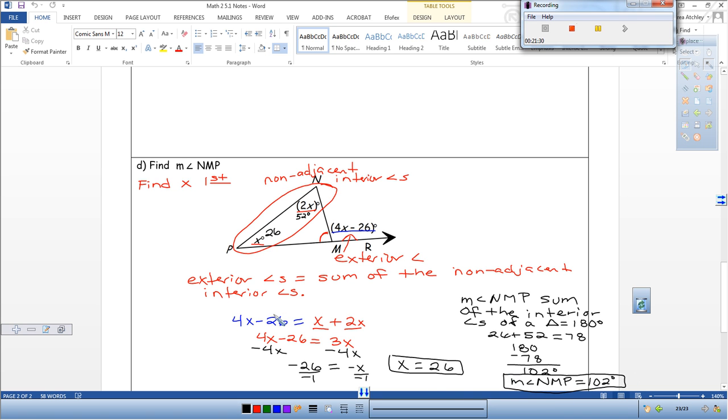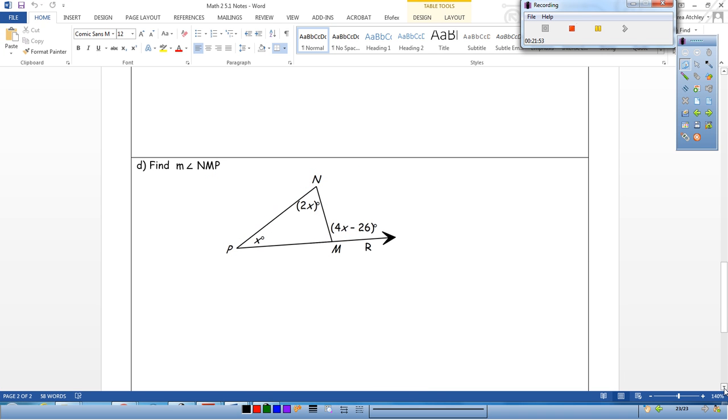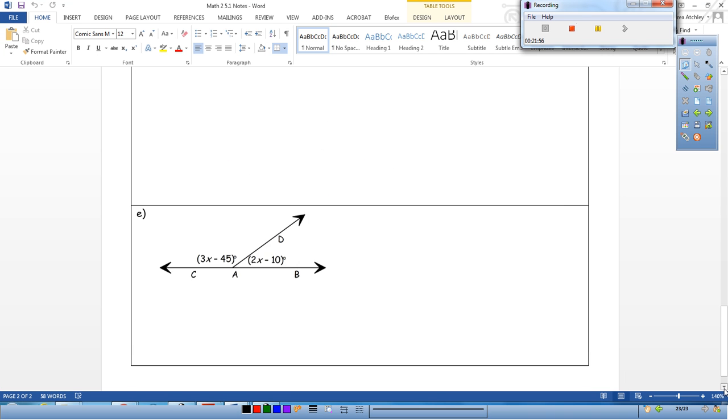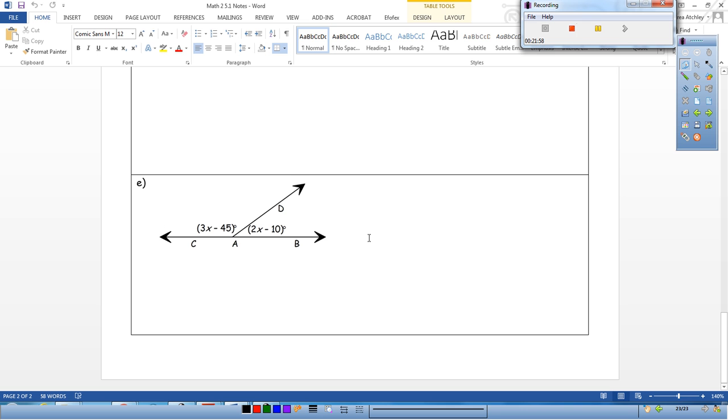Well, so this isn't a really good representation of this angle, is it? Because that angle should have been a lot bigger, right? Any questions? We're all good? Okay. Let's do the next one. How about you guys try that one on your own?